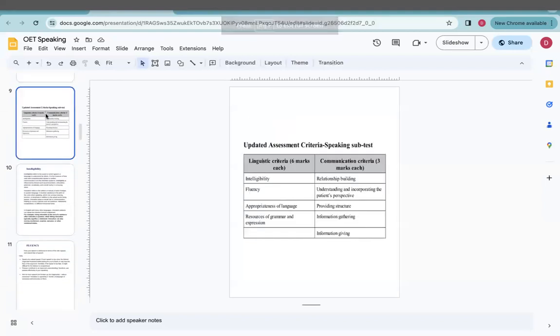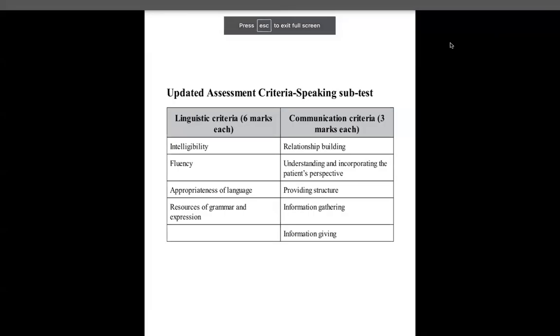the most important thing. So this is basically the criteria. This is what they check when you're speaking. So in IELTS, they only check your linguistic criteria, that is how well you use your English language. But in OET, they check your linguistic criteria as well as your communication criteria.